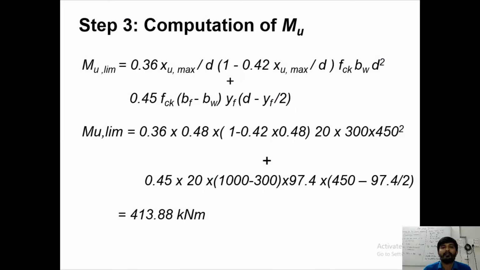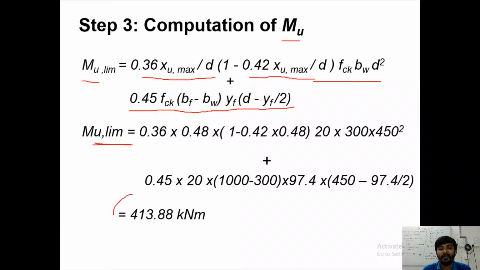Then step number 3, computation of MU. So we have a formula, MU limiting is equal to 0.36 XU max by D, into 1 minus 0.42 XU max by D, FCK BW D square, plus 0.45 FCK (BF minus BW) into YF multiplied by (D minus YF divided by 2). So substitute all the values in this equation of MU limiting. You will get your limiting moment of resistance as 413.88 kilonewton into meter.